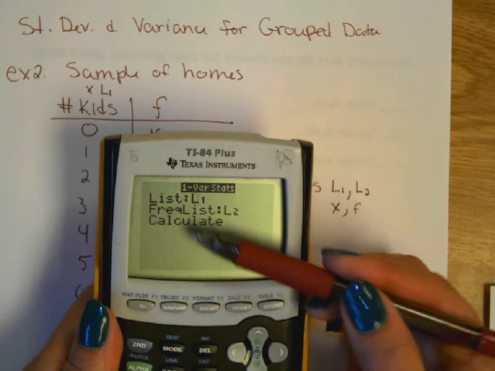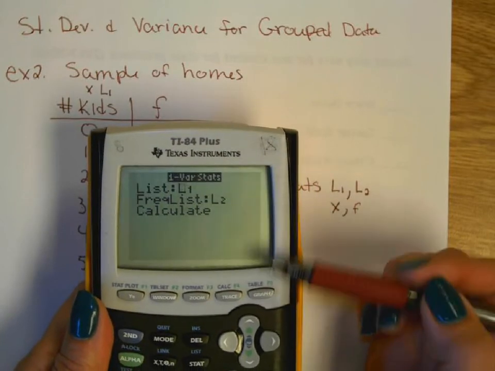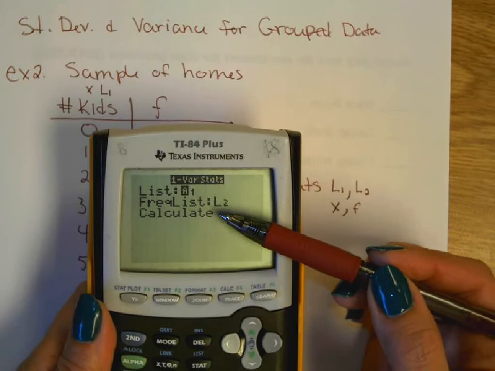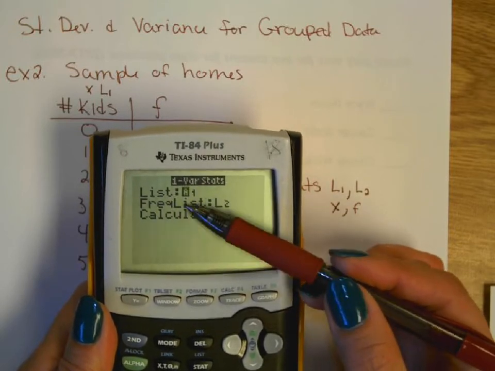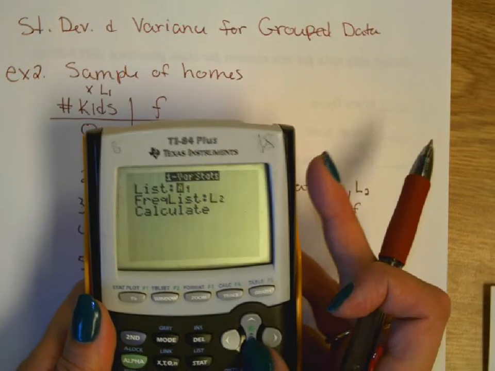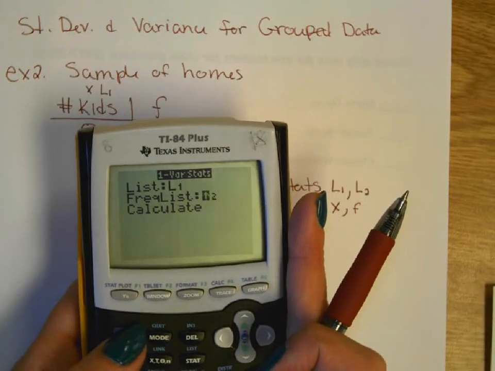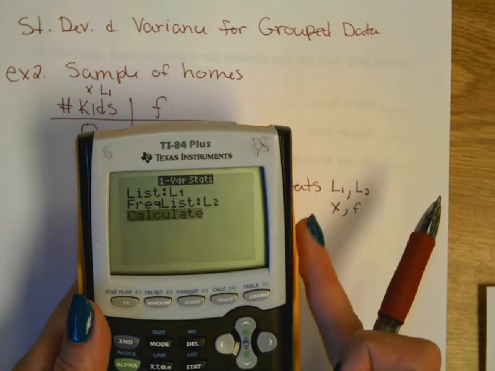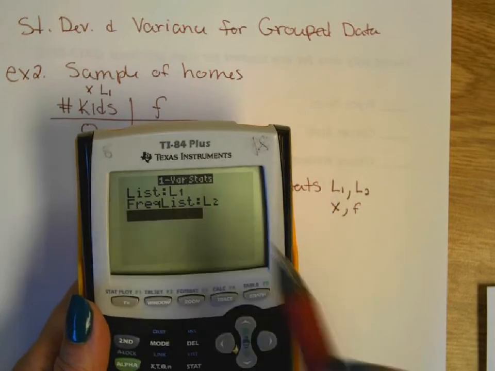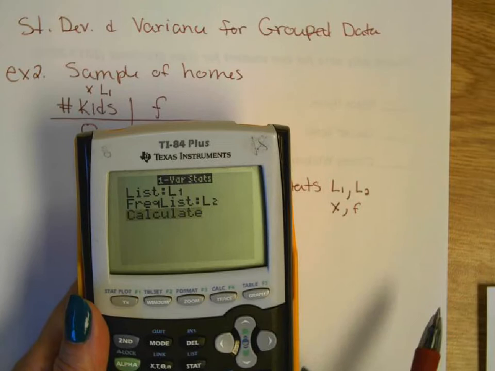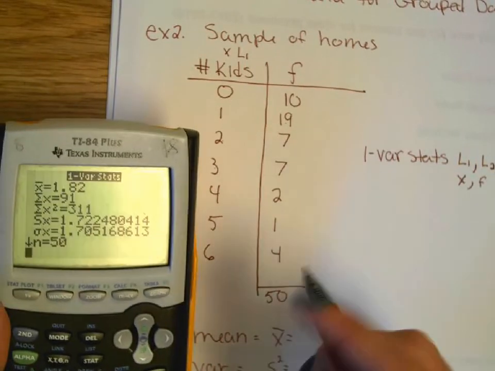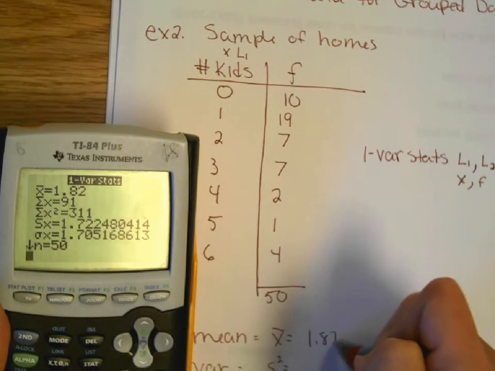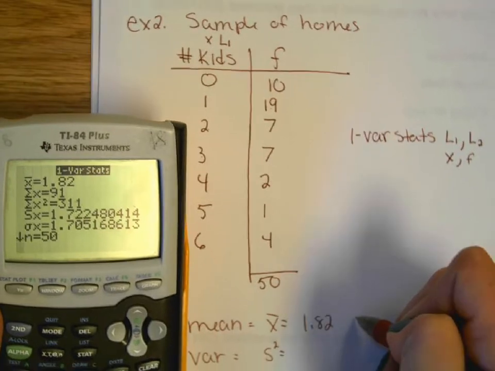Depending on what operating system you have, it may not look like this, or it might look like this. But your list is where your x values are at, list 1. Your frequency list for me is list 2. So I already did this, I believe. And then I calculate. On the older ones, this doesn't come up, you have to separate with a comma. And it did it for us. So the mean number of kids per household is 1.82 kids per house.